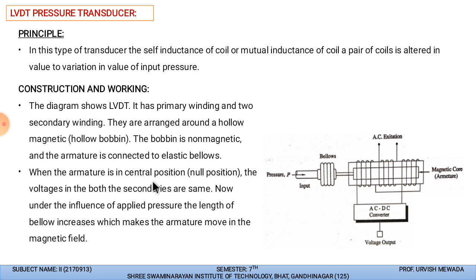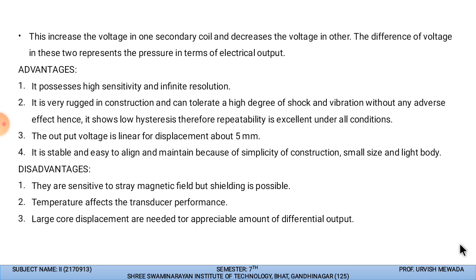When the armature is at the central position, the null position, the voltages of both secondaries are the same. Now under the influence of the applied pressure, the bellow will get stretched or expand, and the length of the bellow increases, which makes the armature move in the magnetic field. Due to the movement of the armature, EMF is produced on the secondary side, which needs to be converted. The signal is processed, converted from AC to DC, and then measured on the display.